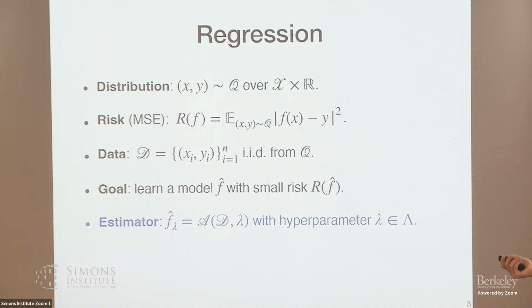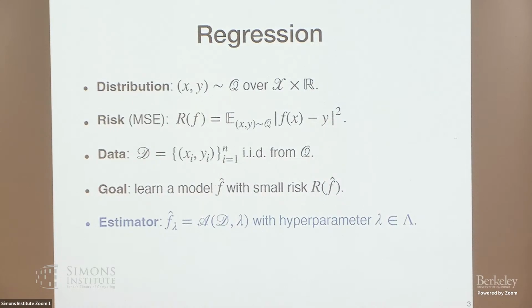So we get IID samples from the distribution, and then we want to construct an estimator F hat so that the risk is small. This is a generic form of the estimator. Just think of your Python function or R function. It's a function A, and it takes as input your labeled data set and some hyperparameter configuration, for example, the penalties, some step sizes, and the architecture of your model, etc. So there's a collection of hyperparameters to choose from. Okay, that's a generic setup.